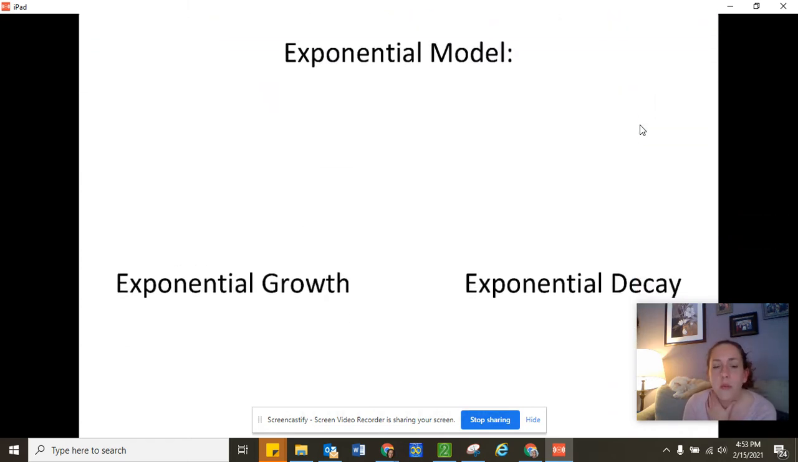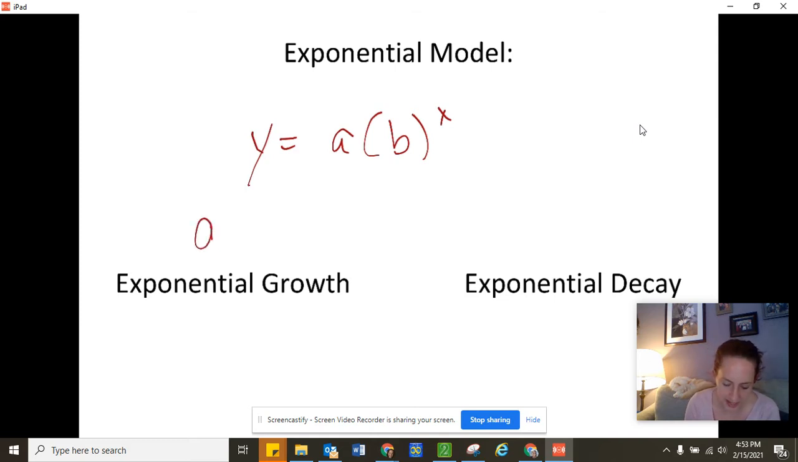So we are going to start with the simplest exponential model that there is. There are obviously different ones for different situations, but we're just going to look at the graphs and get an idea of what exponential is. We're going to start with the simplest model, which is y equals a times b to the x power. In this model, a is your y-intercept. It's kind of your starting point. And then b is going to be what I call your multiplier.